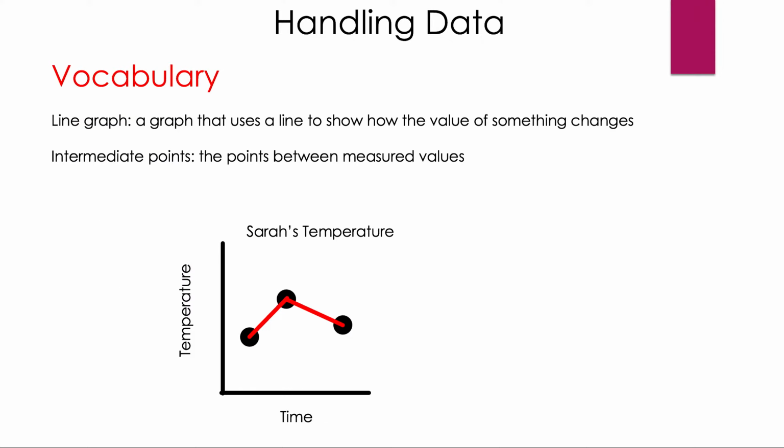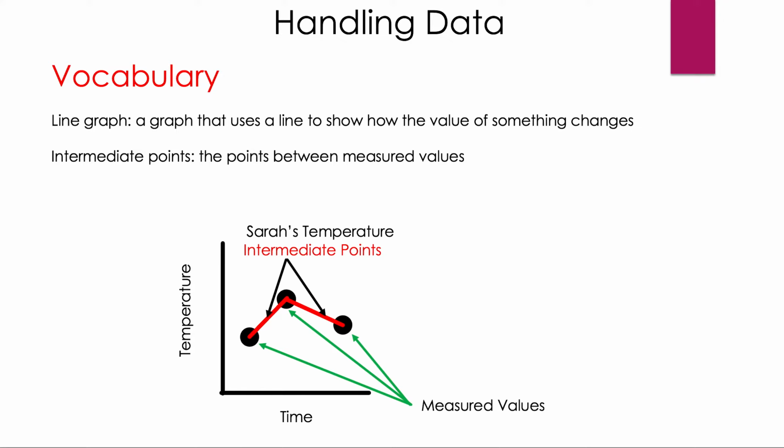Vocabulary. Line graph: a graph that uses a line to show how the value of something changes. Intermediate points: the points between measured values. So if we take a look at this graph, now we're going to add something in a little bit more detail so you can see where they are. Your intermediate points are the red lines in between the dots, and the measured values are those little dots or points on the graph.